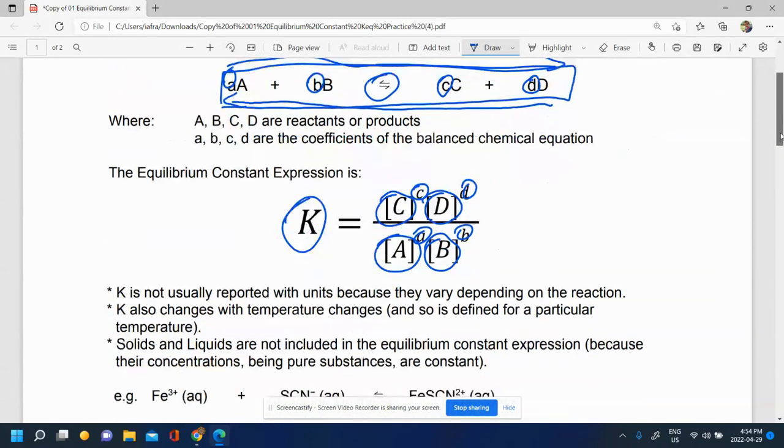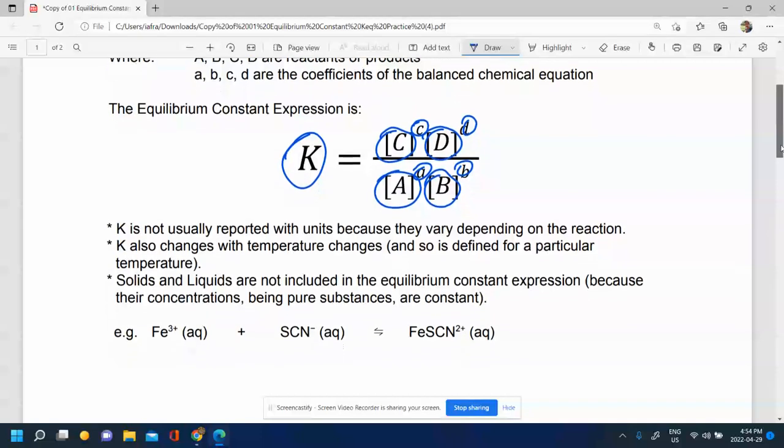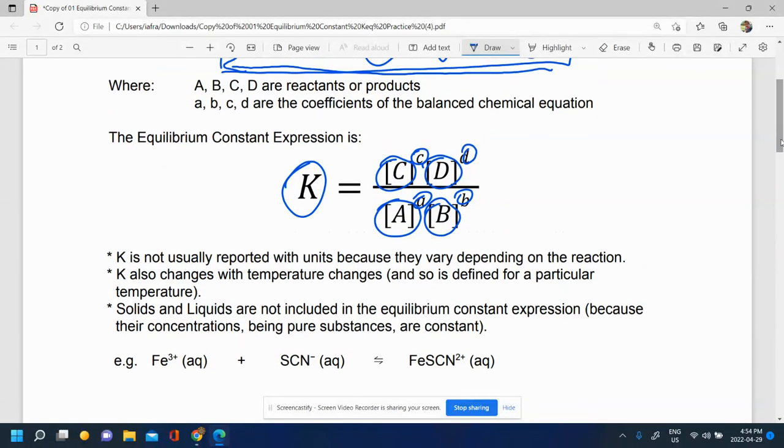A couple of things you need to know before we move on: even though there are units for these concentrations, and those concentration units are usually moles per liter or molar, we usually don't report the unit for K because these exponents will vary so much, and that'll lead to so many different units of K that we don't bother reporting them. So typically, we do not report the units for K, and you don't really have to demonstrate that.